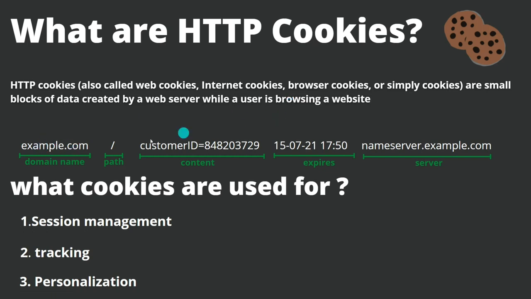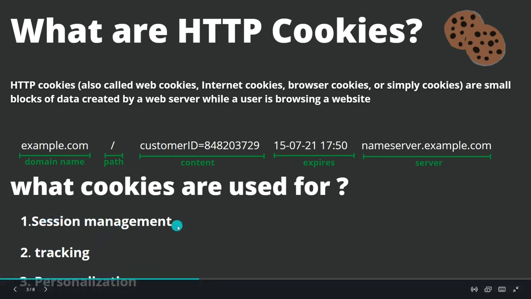A normal cookie looks like this. It has the domain name, it has the path, the web root directory path, it has the actual content of the cookie, and it has the expiry date which defines after how much time the cookie will expire. It has the server field which defines from which server the cookie is being sent. So the next question that comes to our mind is what cookies are used for. Cookies are used for session management, tracking and personalization.